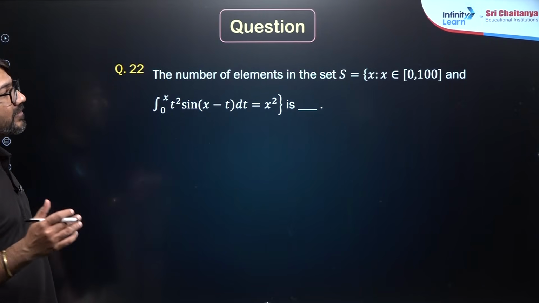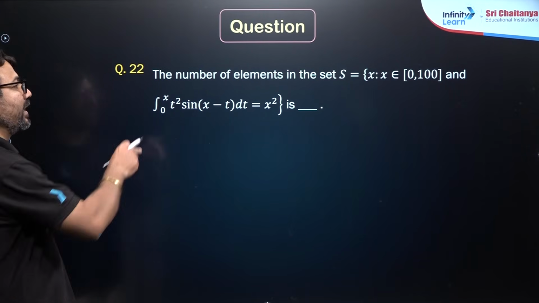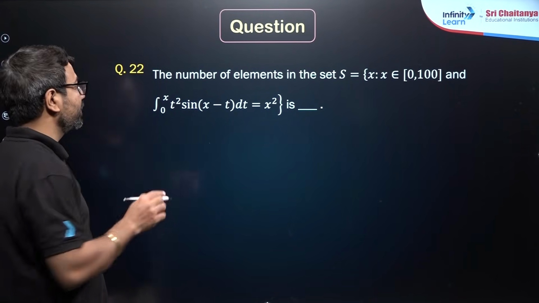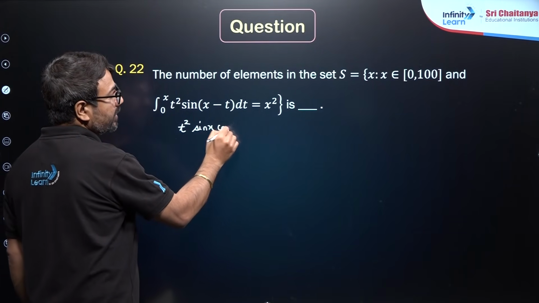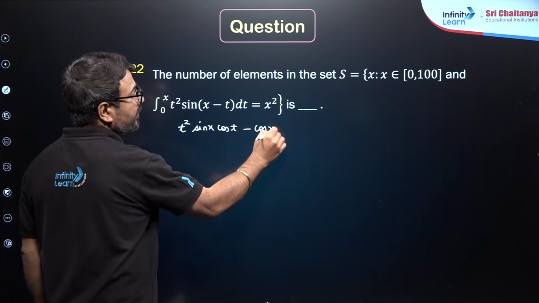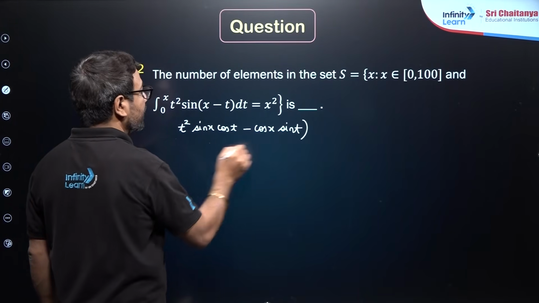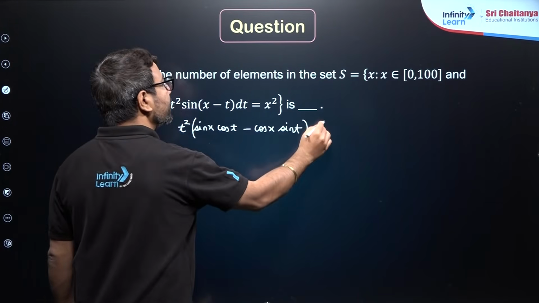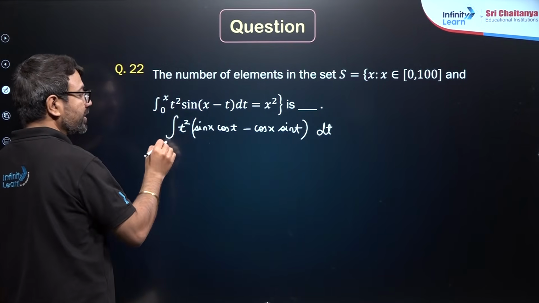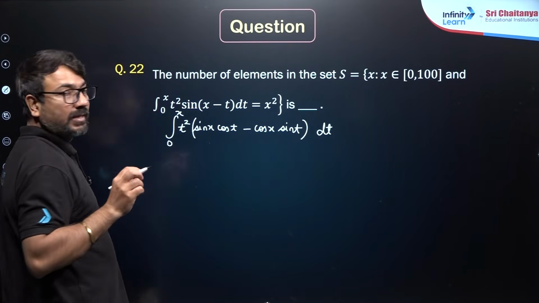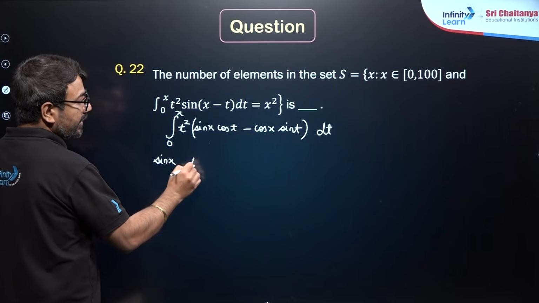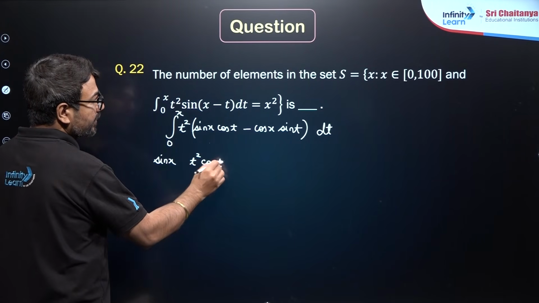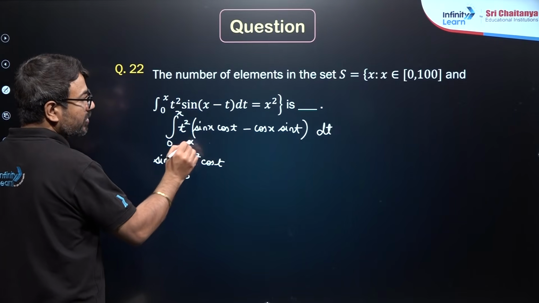Now the number of elements from 0 to 100 pi, and this integration we have to deal with. It is t square times (sin A cos B minus cos A sin B), then dt, and here the integration is from 0 to x. So what you need to do, you have to take sin x outside. It will be t square into cos t, and the integration is from 0 to x.